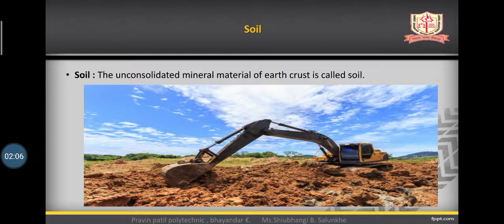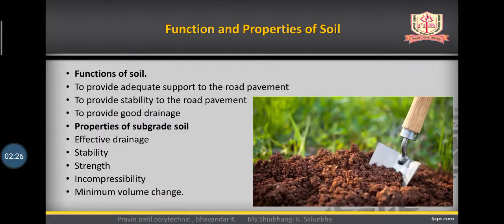It means the soil is made up of various types of mineral material which is found on the earth crust and which can't be separated from each other. It is known as soil. As you can see in the diagram, there is a soil. Then the function and the property of the soil.